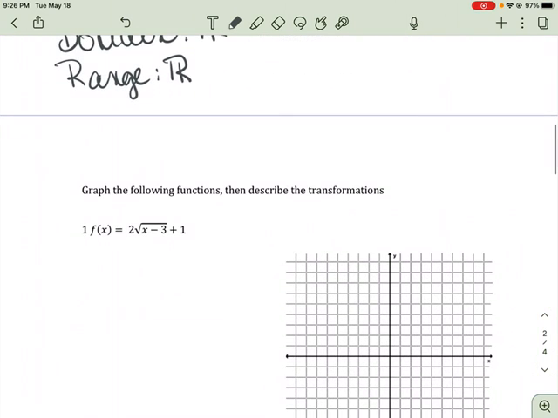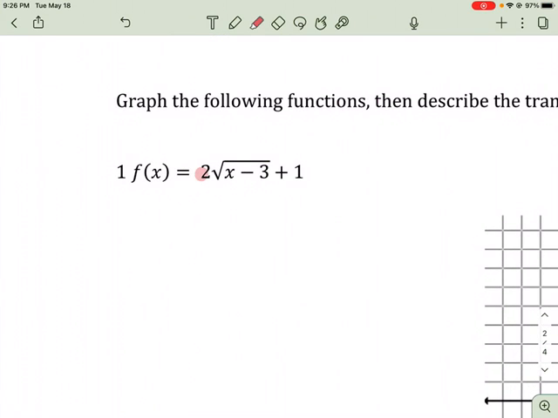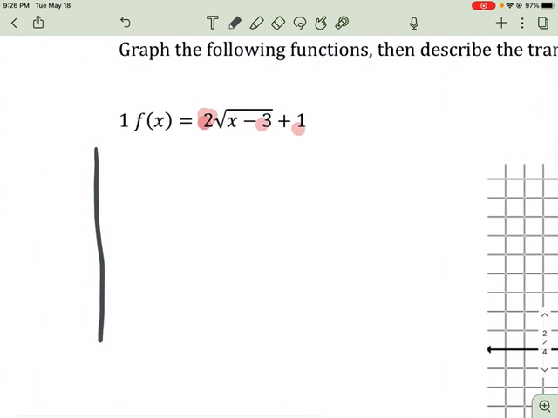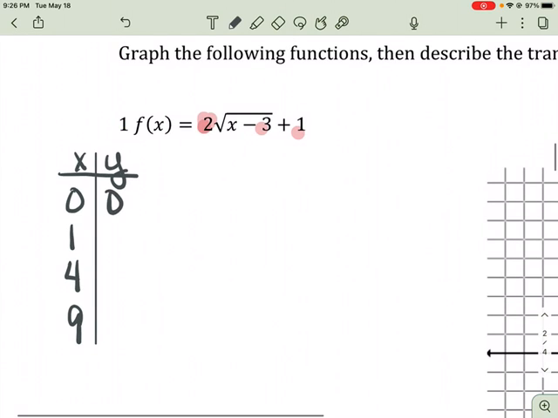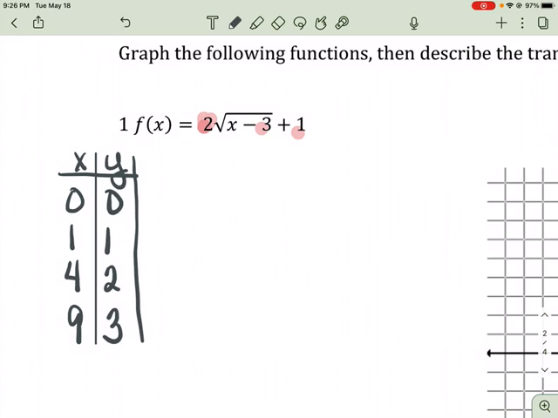All right, so let's graph this first one: 2 square root of x minus 3, plus 1. So we have a change here, here, and here. So we're going to start with the 2. And the easiest way I can tell us to do it is make a chart. Square root: x is 0, 1, 4, 9, and y is 0, 1, 2, 3. There's your basic graph, or what would be referred to as the parent graph.